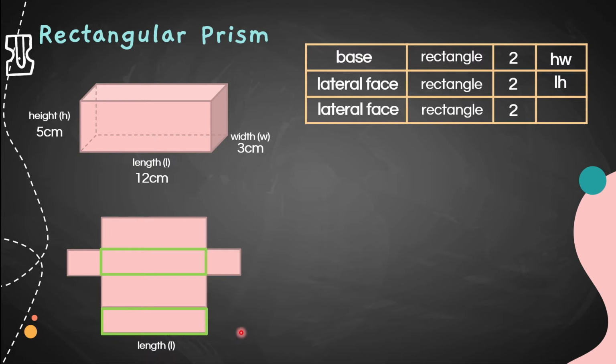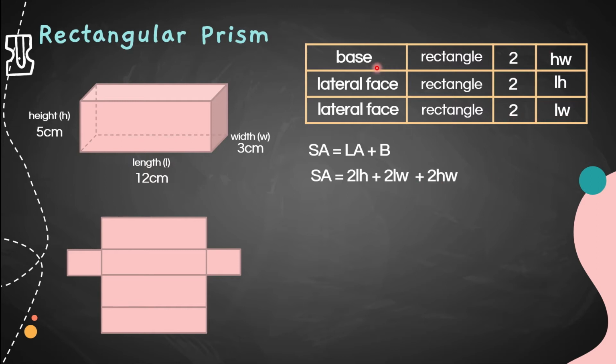So L and W. So to find the surface area of a rectangular prism, simply find the sum of the areas of the lateral faces and the area of the bases. So we have now the area of the 2 lateral faces. We have 2 times length times height plus another lateral faces 2 times length times width plus the area of the bases 2 times height times width.